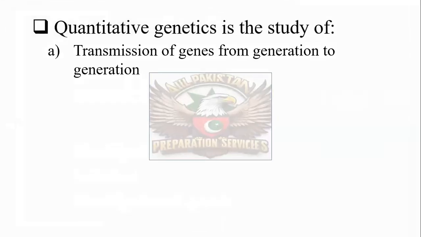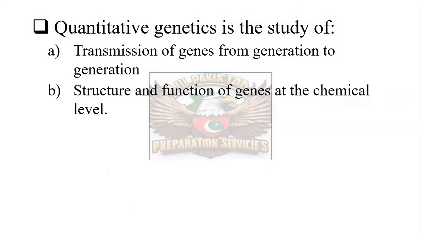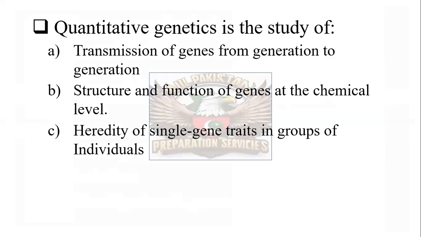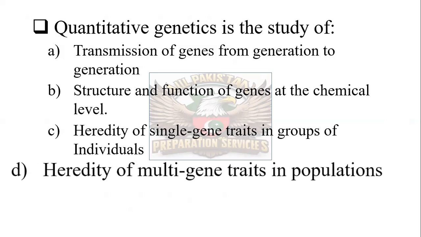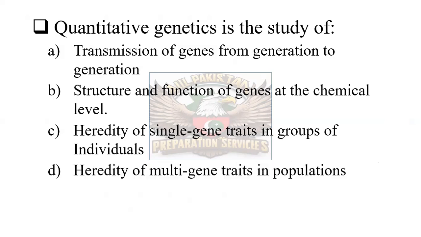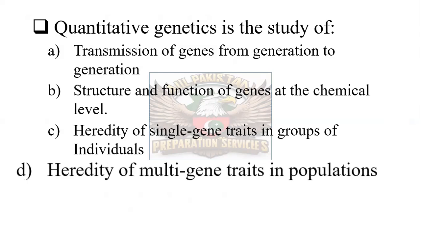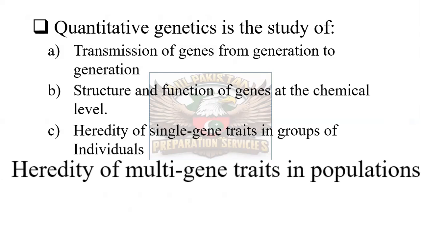Quantitative genetics is the study of transmission of genes from generation to generation, structure and function of genes at the chemical level, heredity of single gene traits in groups of individuals, or heredity of multi-gene traits in a population. The correct one is the heredity of multi-gene traits in a population. This is quantitative genetics.